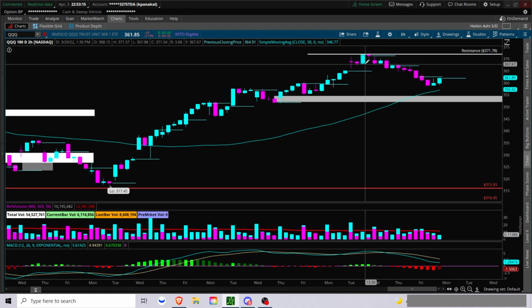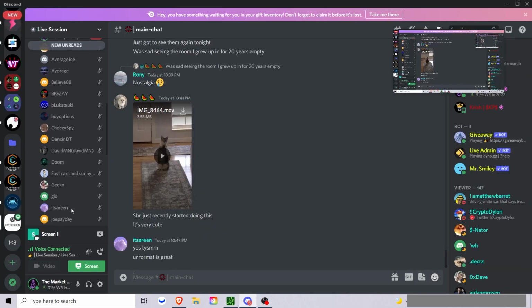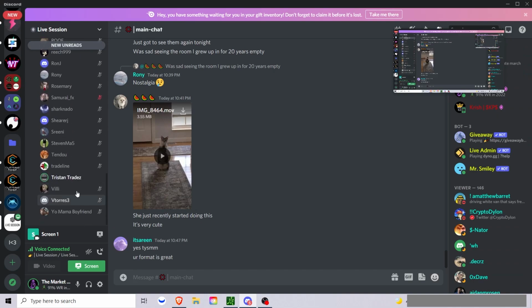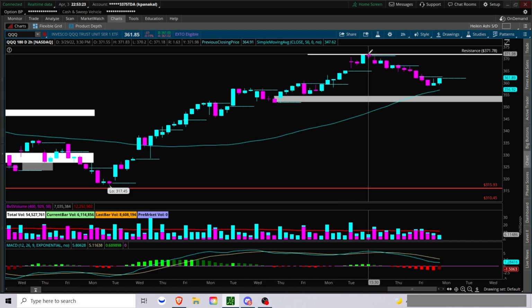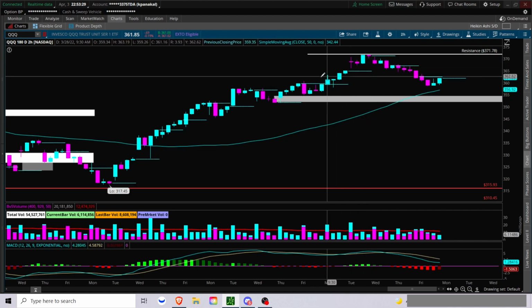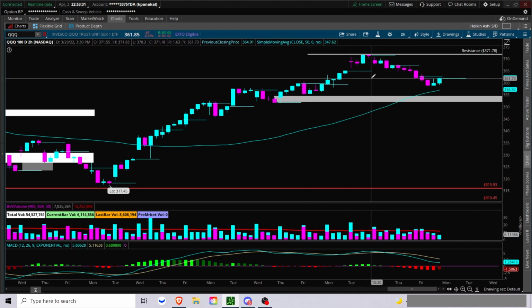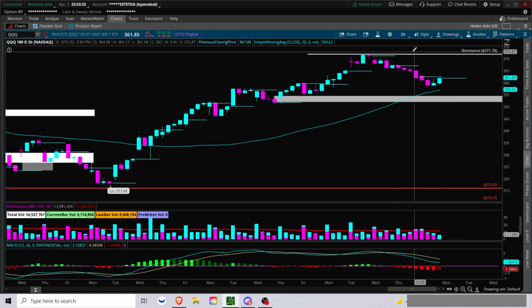But strategies like these would definitely show higher accuracy and higher efficiency compared to other strategies. So that's how you trade resistances.